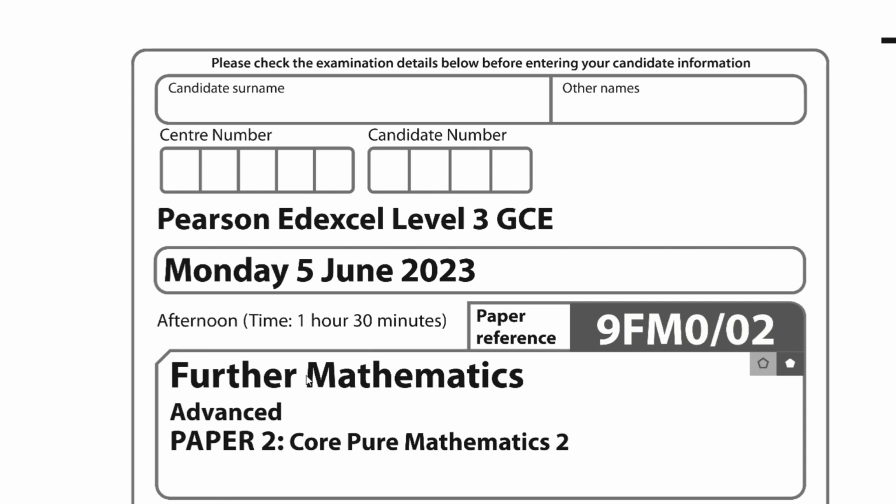This is the Edexcel A-Level Further Maths Paper 2 from the 2023 series, and this paper covers the Core Pure Maths 2 section.